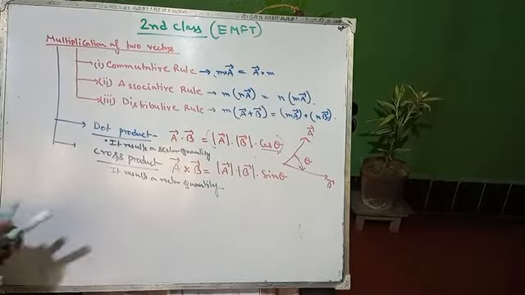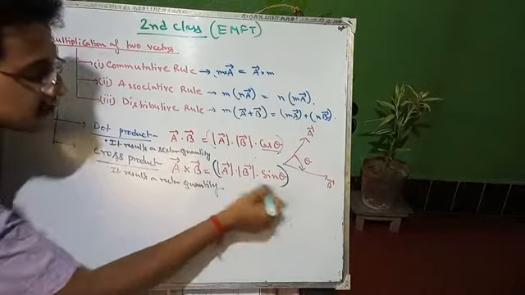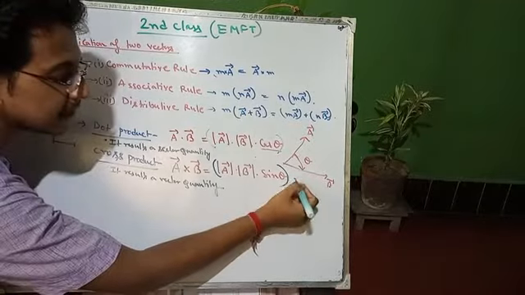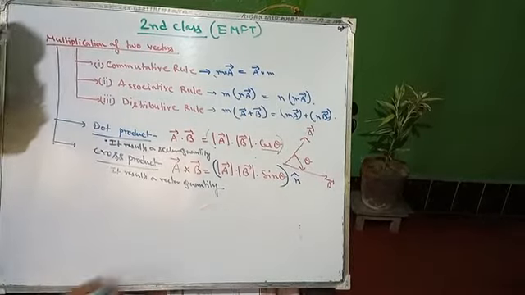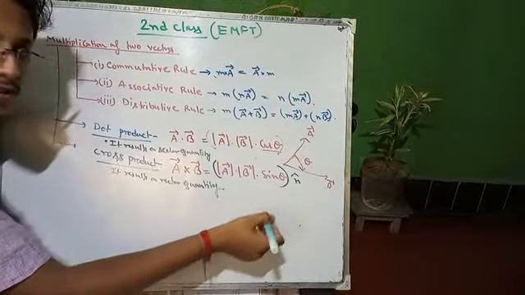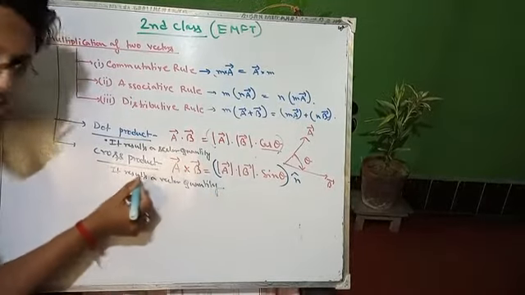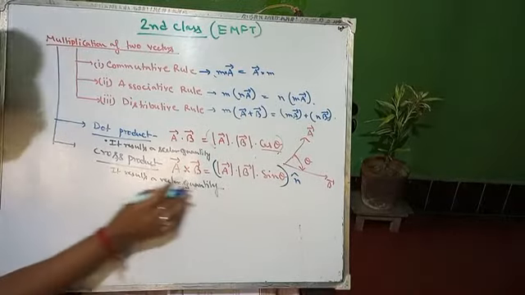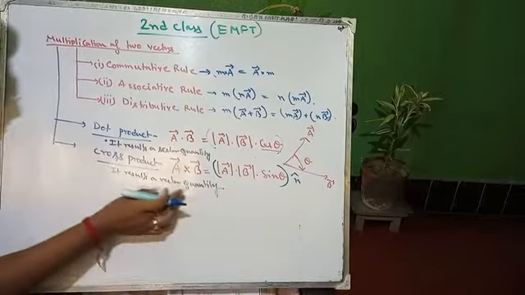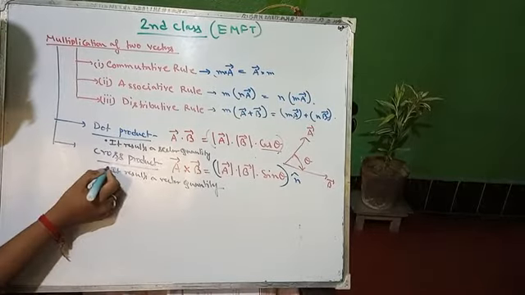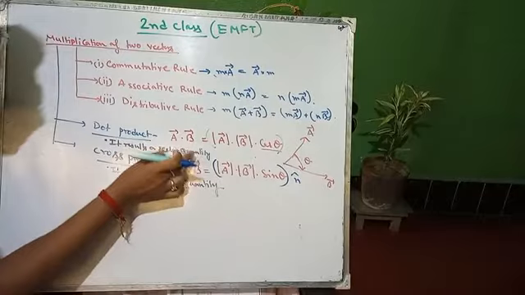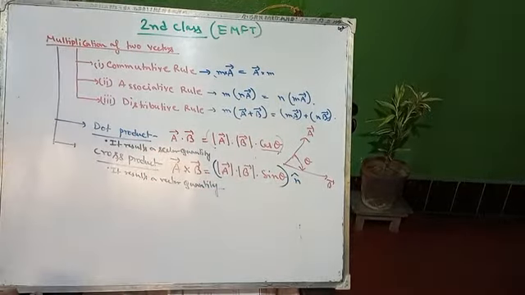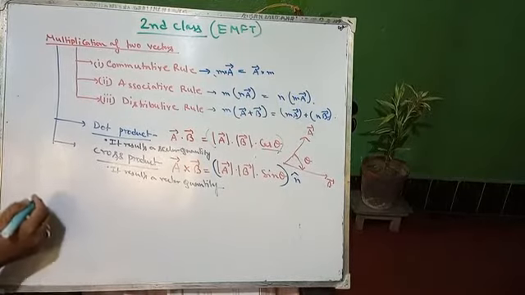Vector quantity means it has some unique direction, that is, A vector cross B vector will be equal to modulus of A into modulus of B into sine theta, with some n cap over there. The significance of this n cap we will understand when we discuss the significance of the cross product, so just wait a bit. The dot product results in a scalar quantity, which has only magnitude, and the cross product results in a vector quantity, which has magnitude as well as direction.